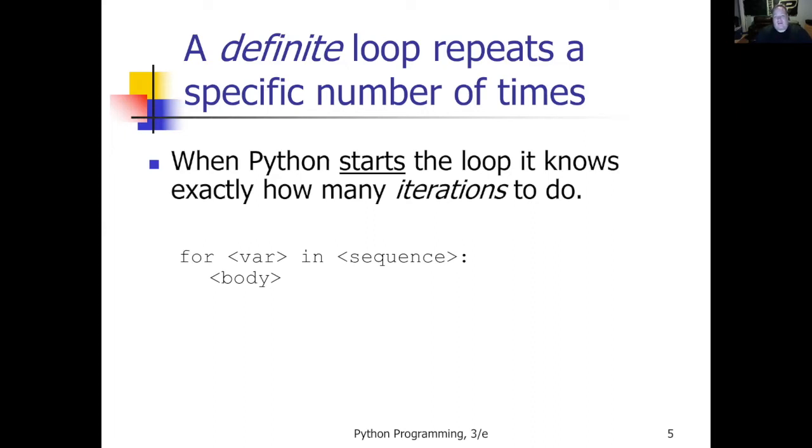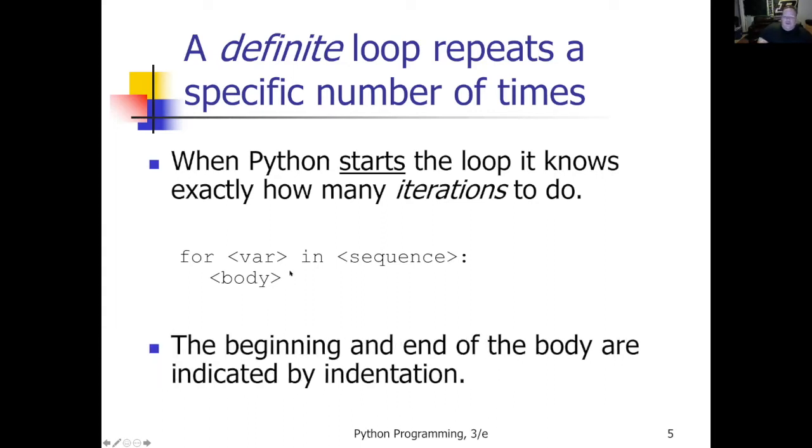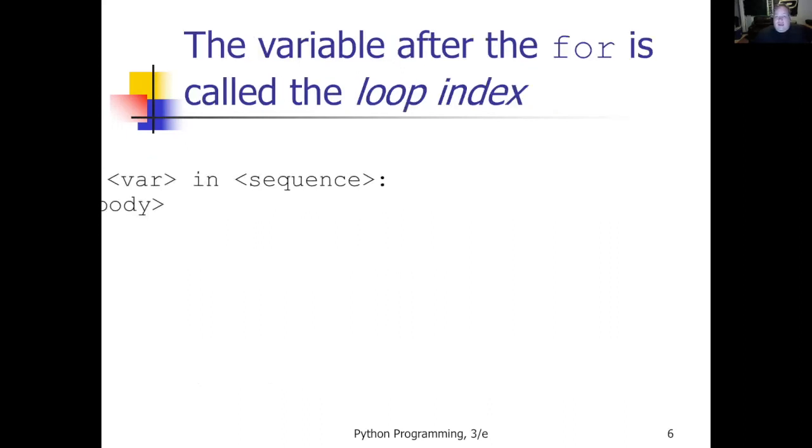Then the body component is indented. Remember, anything that ends in a colon, like this for statement, everything below it should be indented so that Python knows what is included, in this case, in the for loop. What does it repeat that many times? And that's what we use the indentation for, is to indicate the body of the for loop.